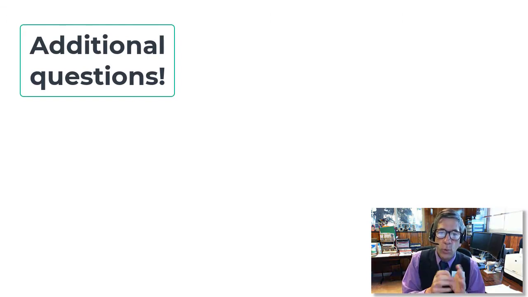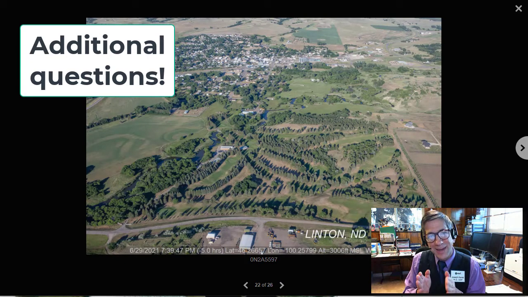Additional questions. Name one way that orienting your 3D scene such that north is not necessarily at the top of your scene is helpful. Name one way that orienting your 3D scene such that north is not at the top is not helpful. So why is north at the top helpful and why is it not helpful?